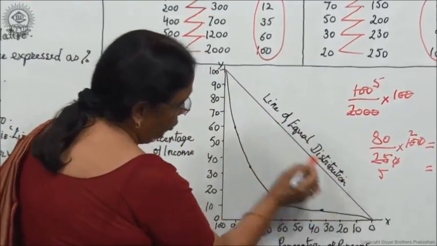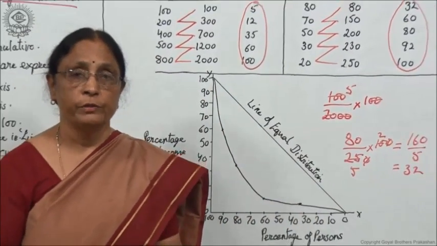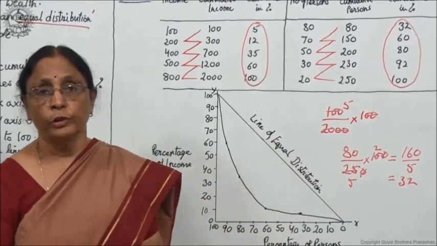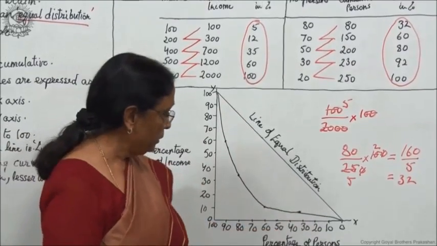So this way two axes are drawn, divide the axes in the same order, then join 100 with 0 by a straight line. This is the line of equal distribution. That means any point on this line will show equal distribution. So draw the line like this.